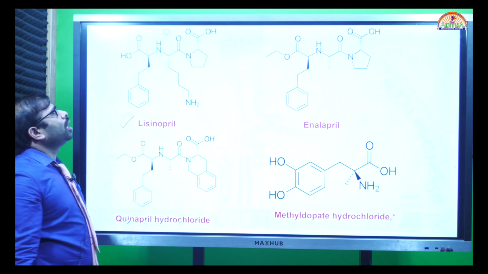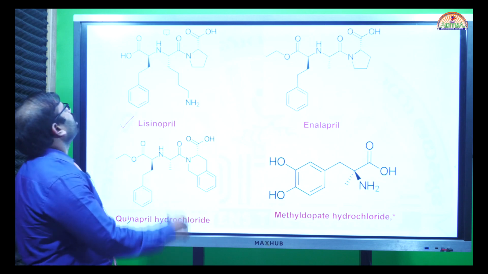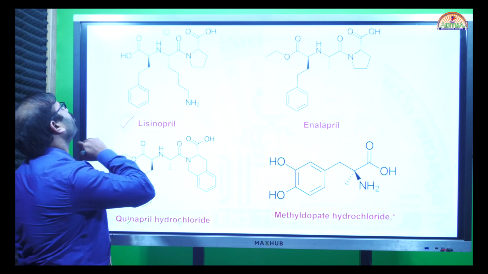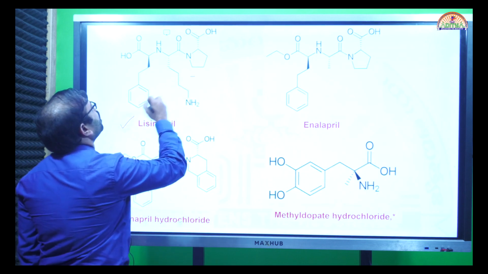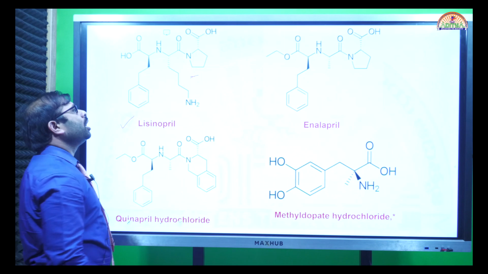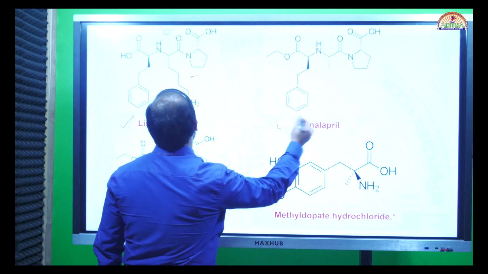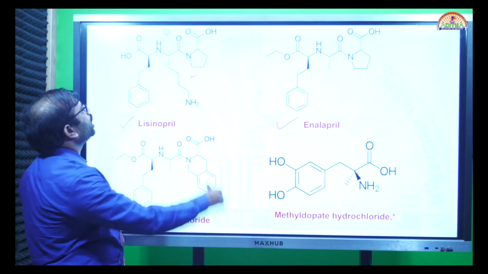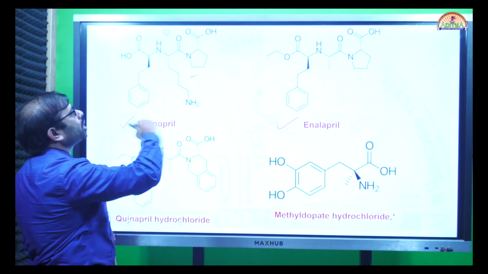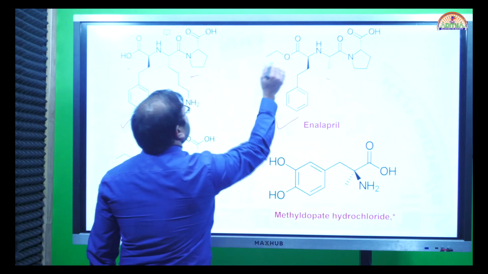Lisinopril is an amide bond linked amino acid derivative having both aromatic and heterocyclic parts. Similarly, there is one more similar derivative called enalapril, which is also a similar derivative. Instead of the butyl amine chain, you have a methyl group here. Instead of the carboxylic acid, you have an ethyl ester here.